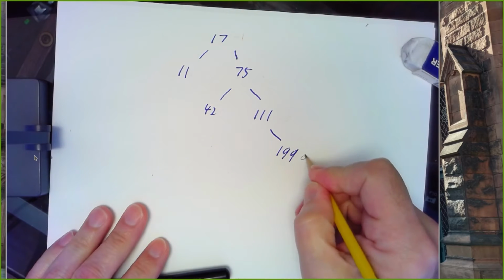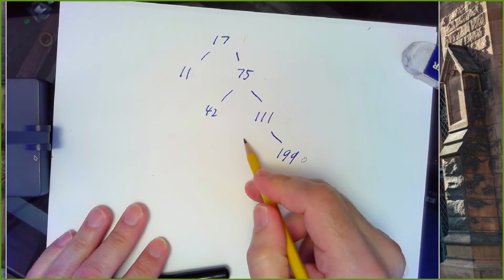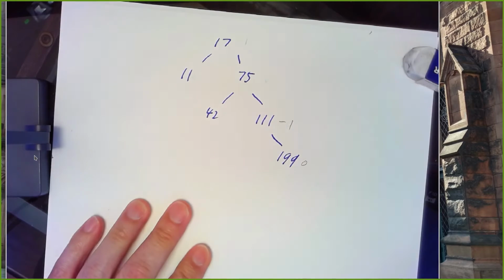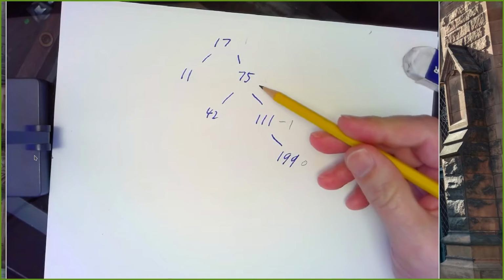All right, balance factor is 0. Height of -1, height of 0. This is -1. What's the balance factor here at the 75?